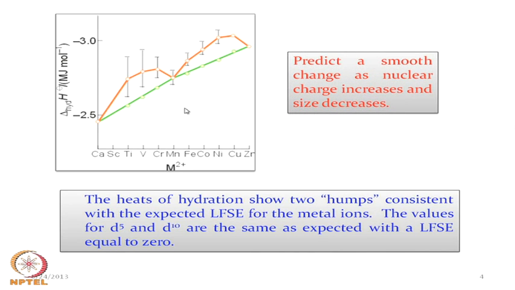So, what we see is that it also predicts a smooth change as nuclear charge increases and size decreases. Monotonically, the hydration energy values are increasing as we increase the nuclear charge, and nuclear charge is responsible for squeezing the size of the metal ion. The size decreases, and we have more and more interaction of the M2+ center with the H2O molecule.